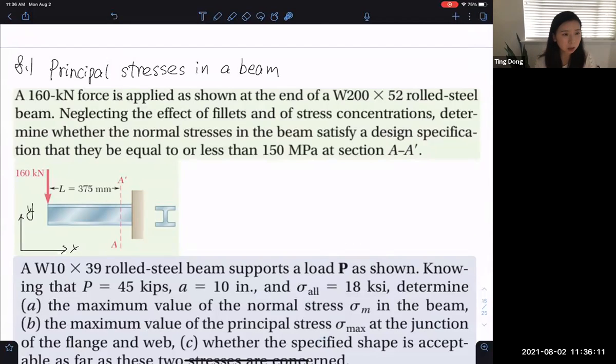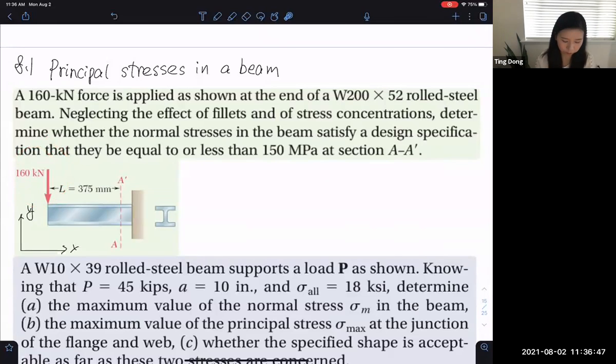So for this type of problem, we know that if we apply a force here, when we talk about this type of problem in the beam bending chapter, we only calculate the normal stress generated by this force in the bending situation. And then in chapter 6, we calculate the shear stress by this transverse force, right? And now in this chapter, we combine them together.